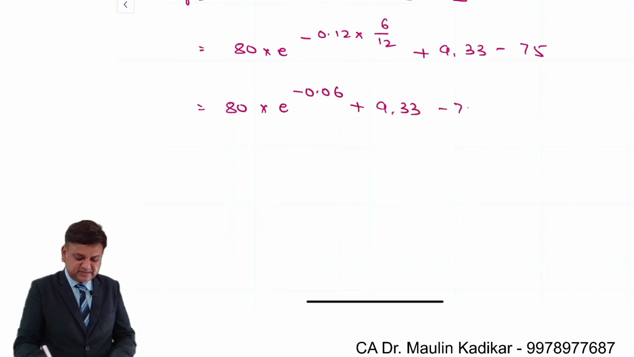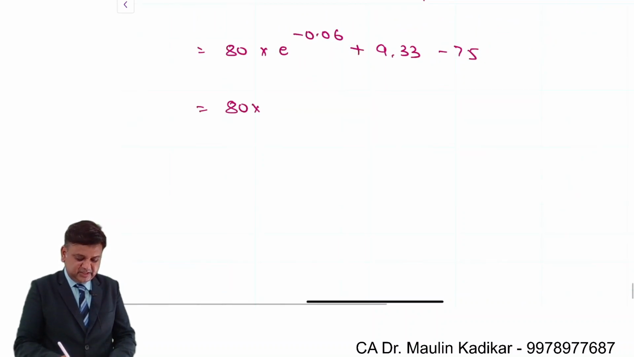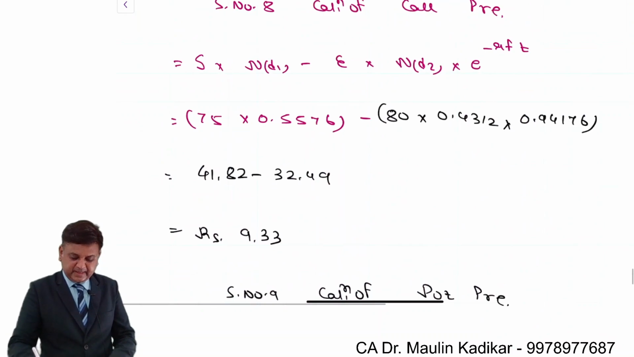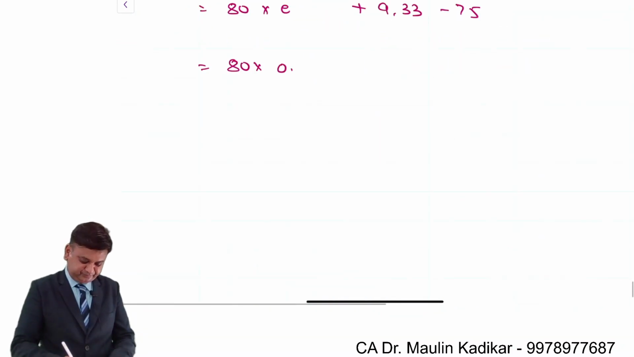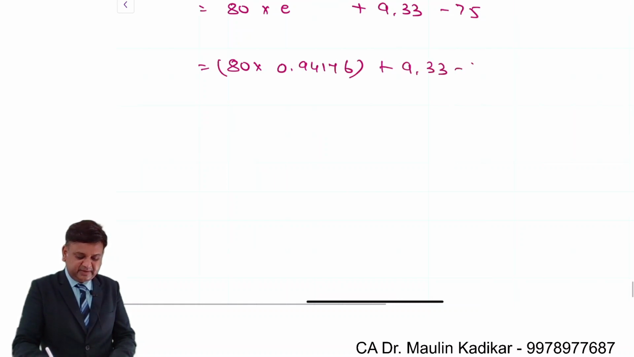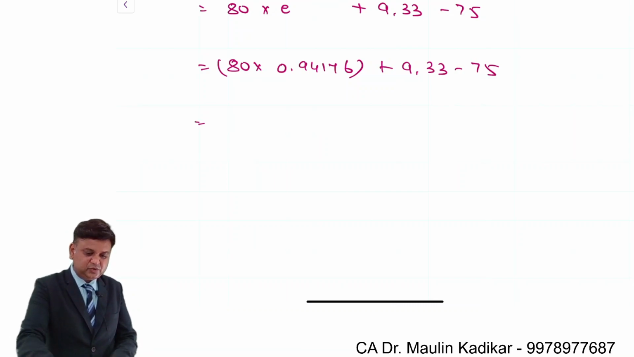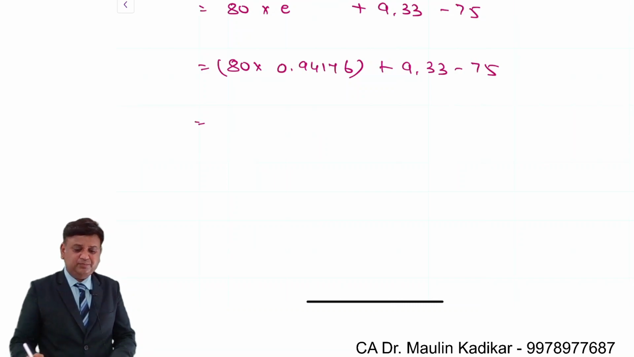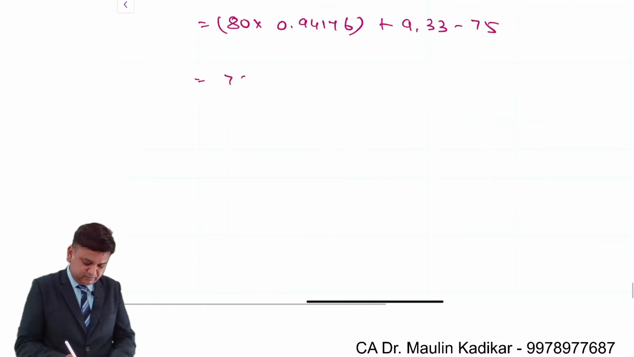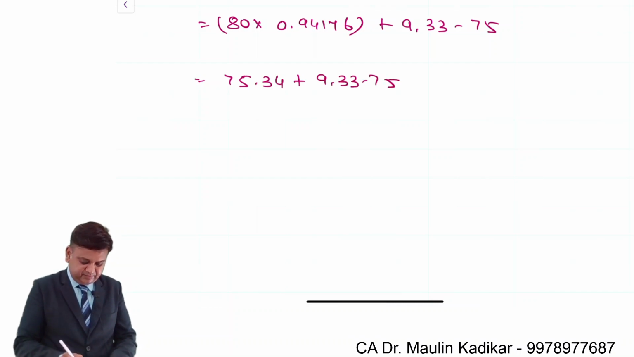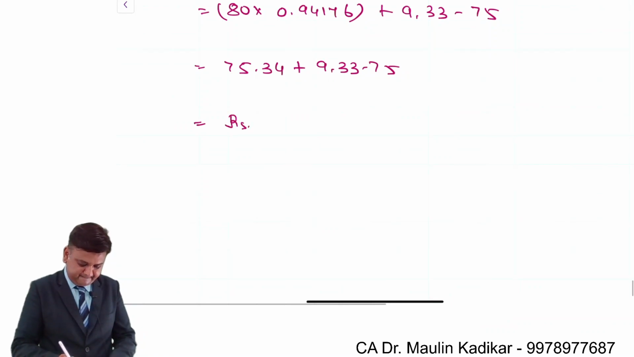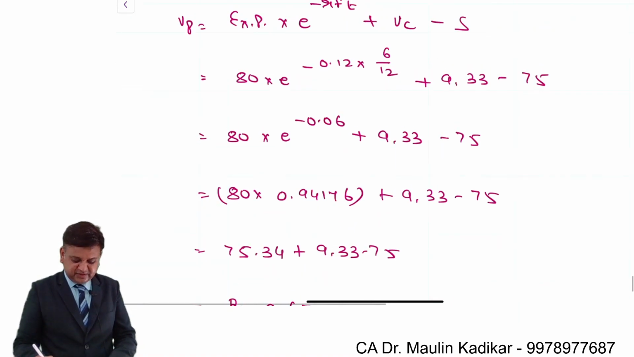So 80 into e raised to negative 0.06 plus 9.33 minus 75. So it is 80 into 0.94176 plus 9.33 minus 75. So 80 into 0.94176, product of both of them is 75.34, plus 9.33 minus 75. So the final answer is 9 rupees 67 paise. That is where the put premium can be found.